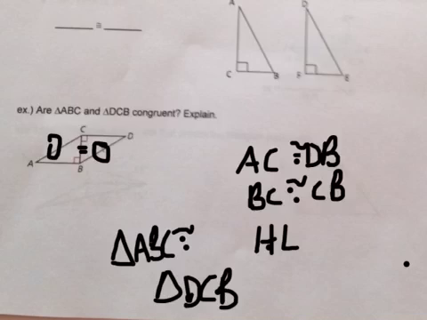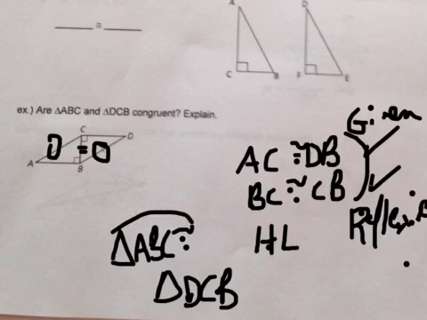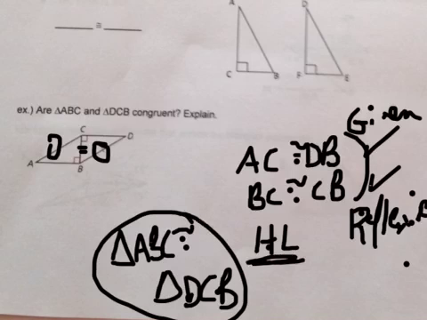So if we were writing a proof, these 3 statements, these 2 would be, one would be given, this one would be reflexive because it's the same line, it's equal to itself, and then you make this 3rd statement, and this would be the reason for it. Hypotenuse leg is your reason they're congruent. That would be the simple proof of that.